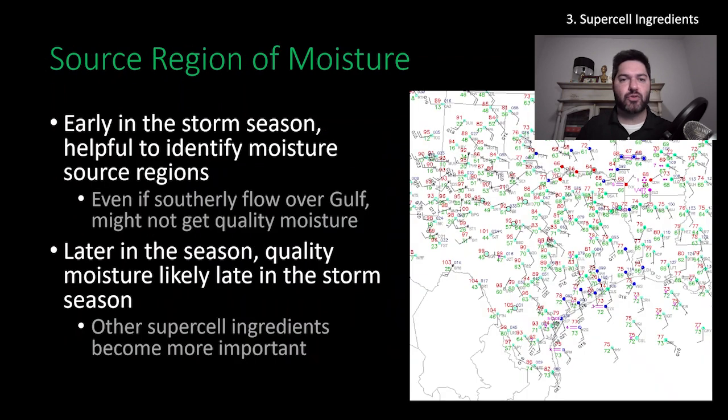Now, in terms of source regions of moisture, this is really important in the early season because the moisture is just hard to come by in the early season. So you really want to be on the game with this in the early part of the season. So even if there's southerly flow over the Gulf, you might not actually get quality moisture in the plains. And I'll show you why that's the case. Now, of course, later in the season, this doesn't really matter as much because quality moisture is pretty likely late in the storm season, but that's when other supercell ingredients become more important.